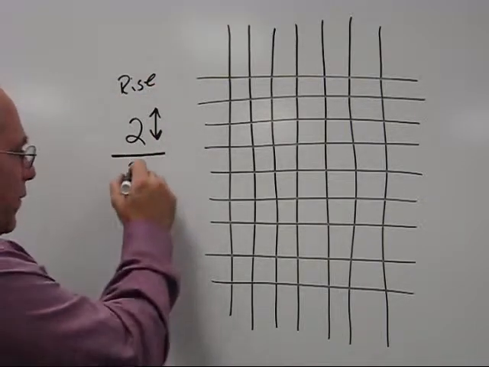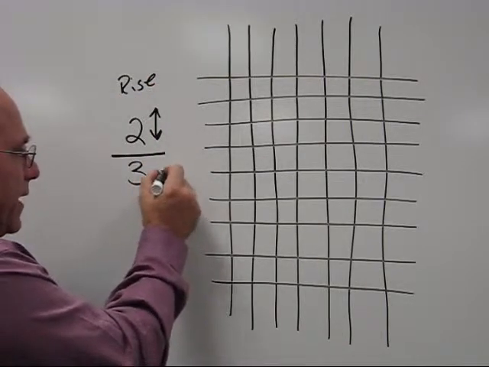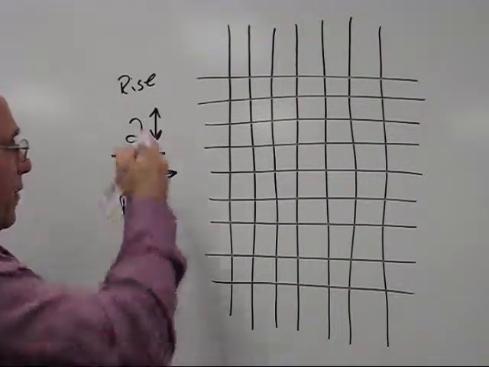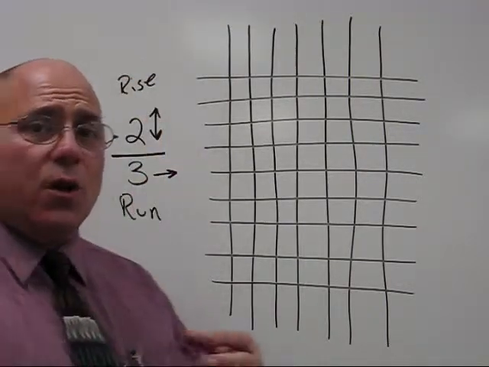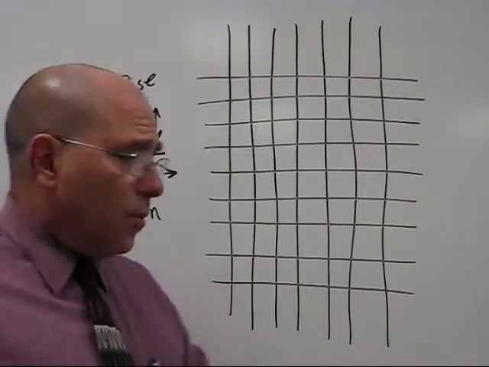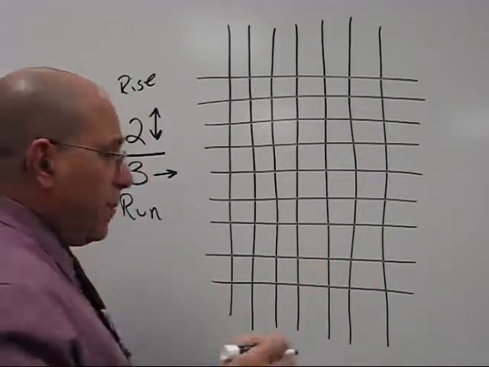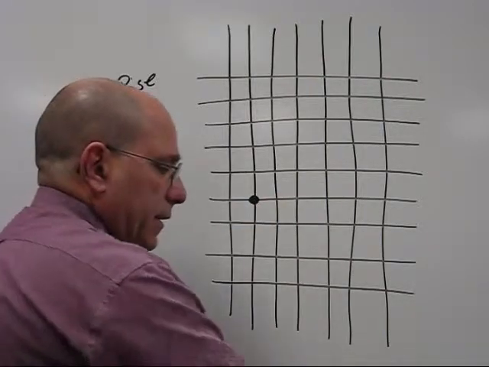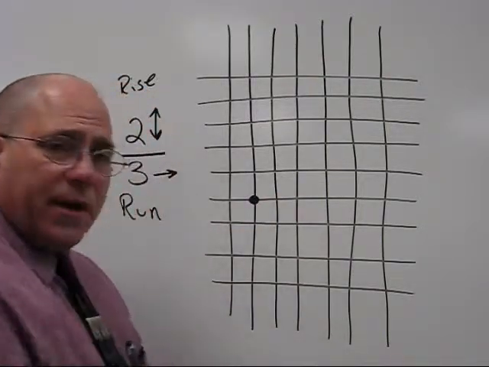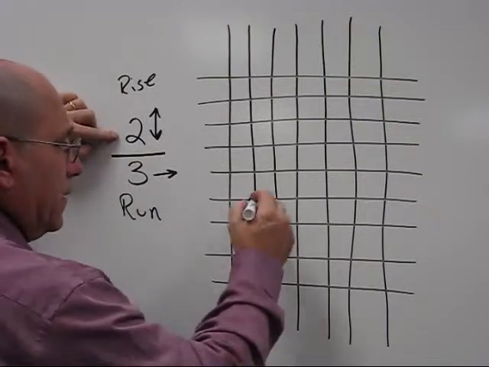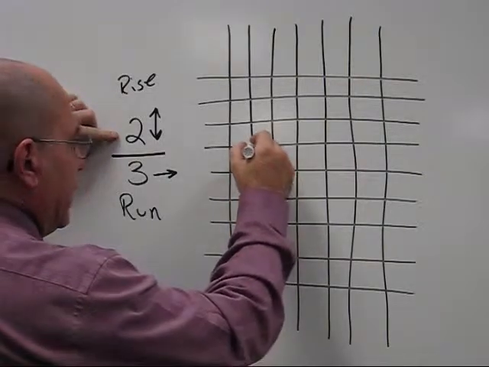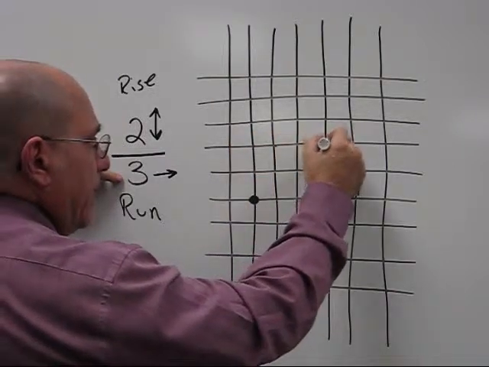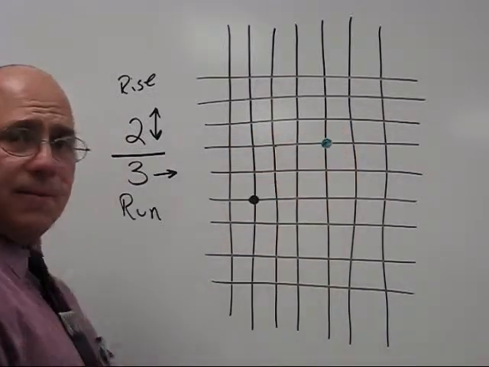Let's say that we have a run of 3. The run, in this case, is going to go to the right. This is called a run. So we have rise, run. These are the two components in determining a slope. Now let's say we start at a starting point right here. Basically what's done in order to determine the slope is that we count. +2, that would be 1, 2 spaces up, and 3 to the right: 1, 2, 3.